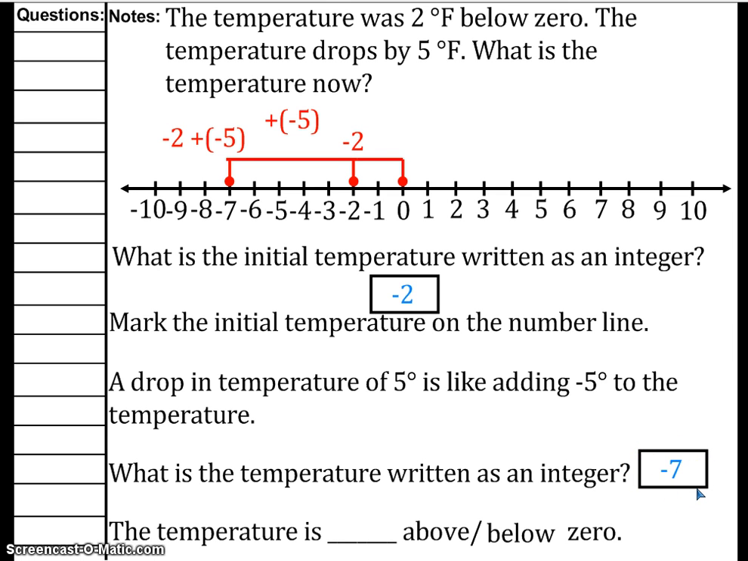Since we're talking about temperature, the answer to the problem is the temperature is 7 degrees above or below zero. Well, since our integer is a negative 7, that means our temperature is 7 degrees below zero.